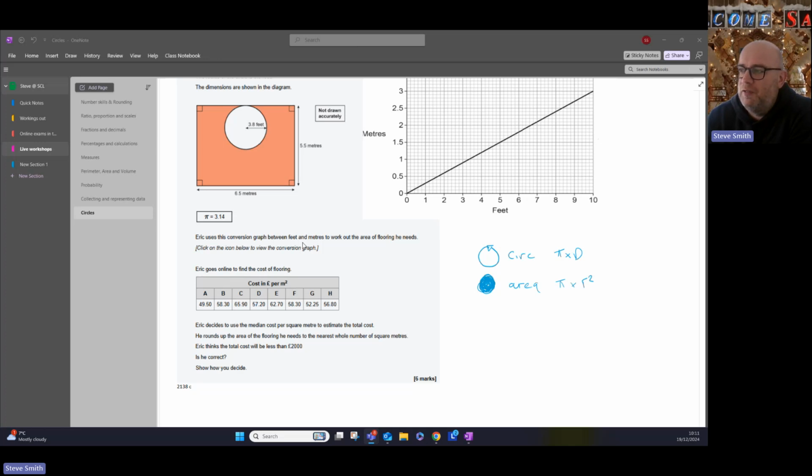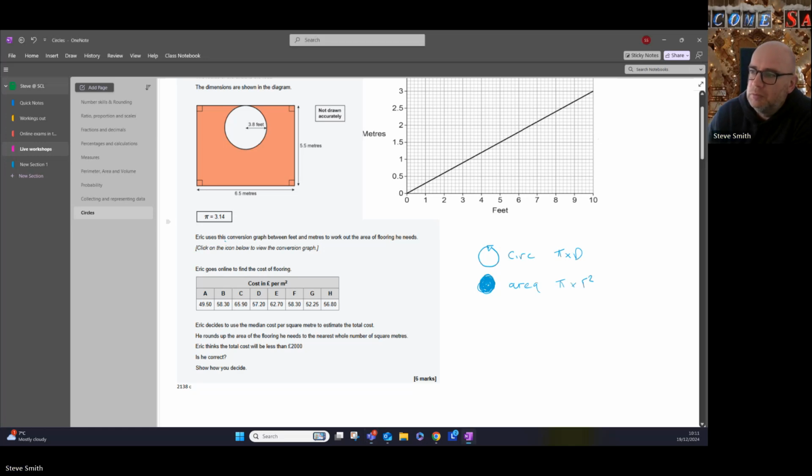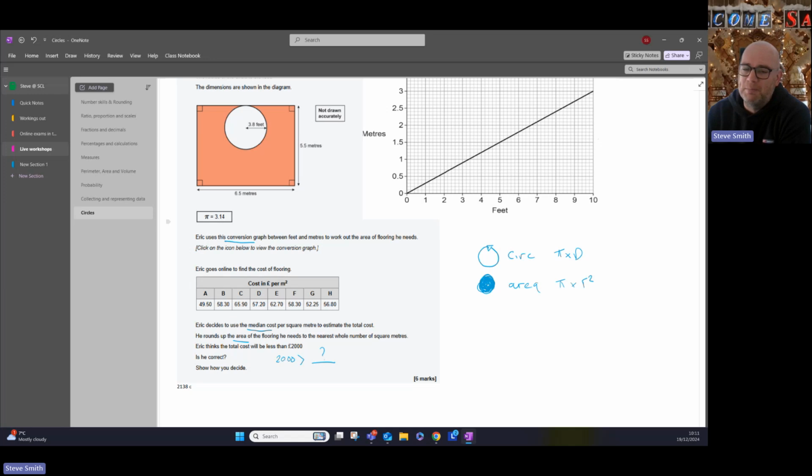Use the conversion graph between feet and meters to work out the area of flooring he needs. And then we're looking at the cost of flooring online. Eric decides to use the median. So we've got a median. So first of all, we've got conversion. We've got median. And then we've got area. So we've got 3 things going on. And we're saying, is it going to be less than 2,000? 2,000 is the biggest. Is it going to be less than 2,000? We've got 6 marks to get for this one. So let's have a look.